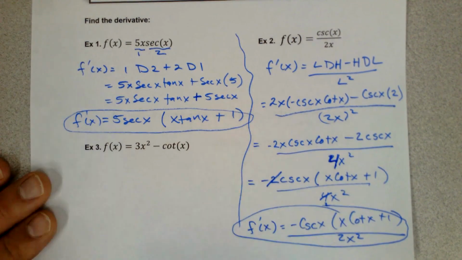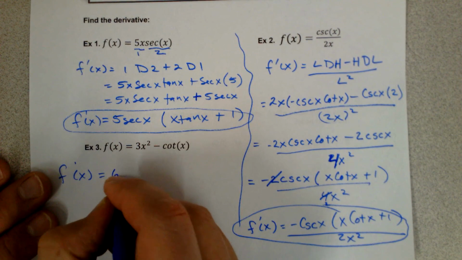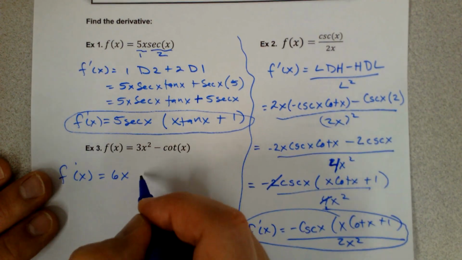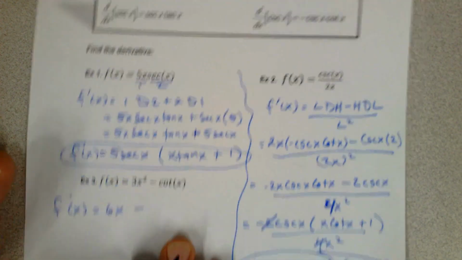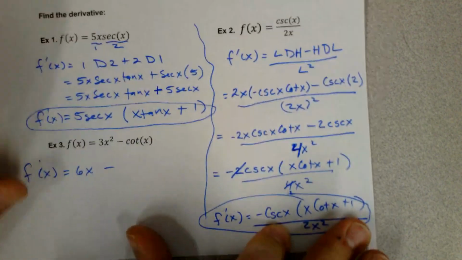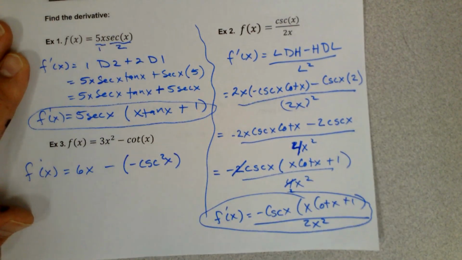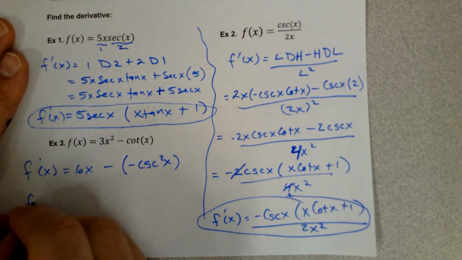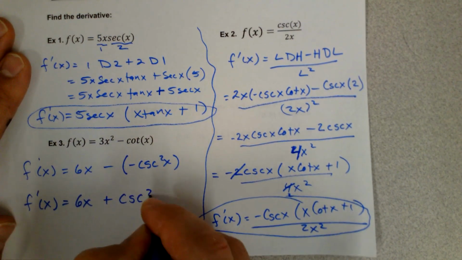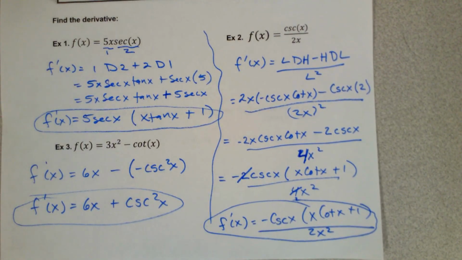So all we have to do is find the derivative of 3x squared. 2 times 3 is 6, and then subtract 1 from the exponent. That's 6x. Now I have to find the derivative of cotangent. I look at my sheet, and the derivative of cotangent is negative cosecant squared. Multiply the negatives together, which makes a positive. So I end up with 6x plus cosecant squared of x. There's nothing else I can do to simplify that.